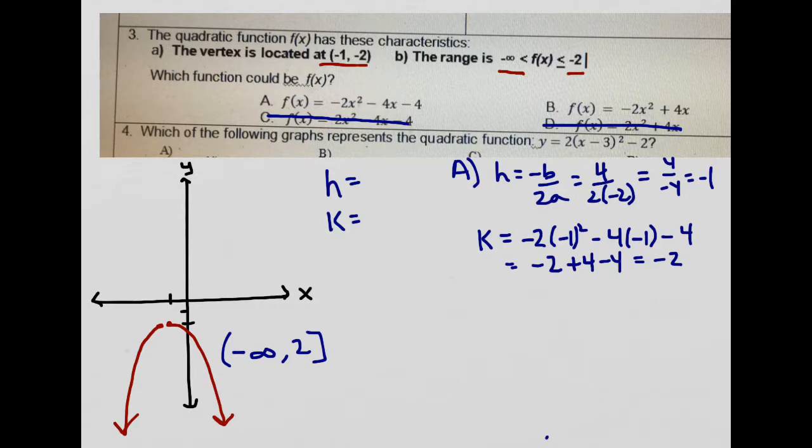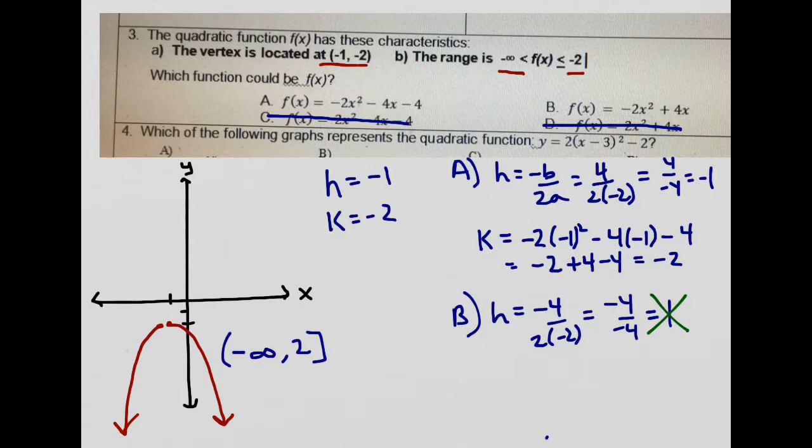So A is looking pretty good right now: (-1, -2). Let's check B just to make sure. So there my H would be -4 over 2 times -2. So that's -4 over -4, which equals 1. So already we know for B that this is not a possible solution because my H would be 1, and we want a vertex of (-1, -2). So my solution will be A.